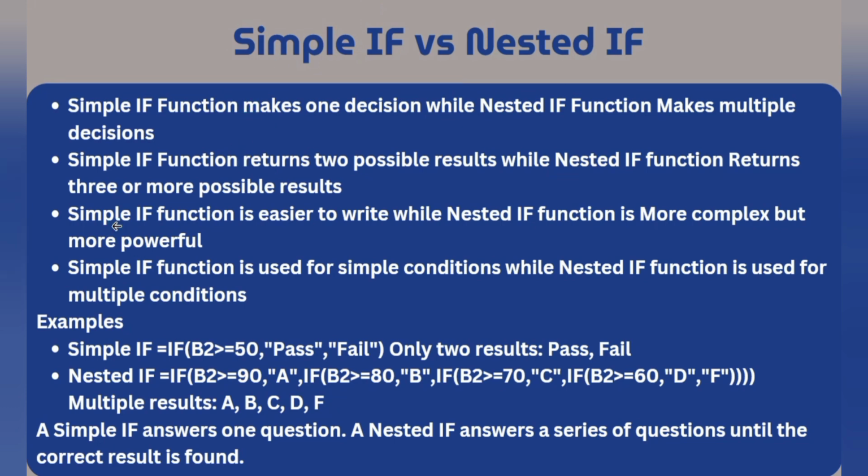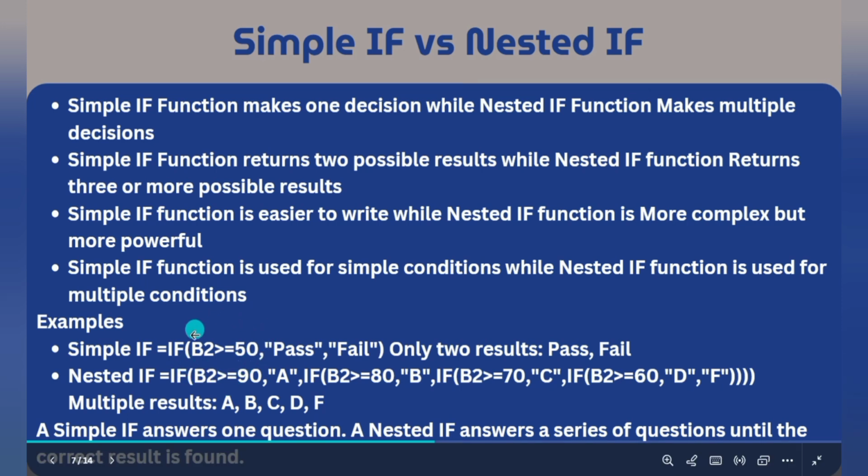So, the simple if function versus the nested if function. A simple if function makes one decision while a nested if function makes multiple decisions. A simple if function returns two possible results while a nested if function returns three or more possible results. A simple if function is easier to write while a nested if function is more complex but more powerful. A simple if function is used for simple conditions while a nested if function is used for multiple conditions. In the simple if function we have the condition, then the value if true, and the value if false. While the nested if is where we have the if placed inside another if. That might come with so many conditions and so many answers before we eventually determine our results.